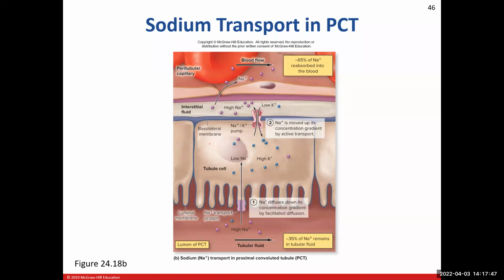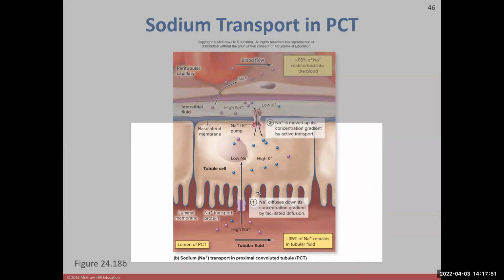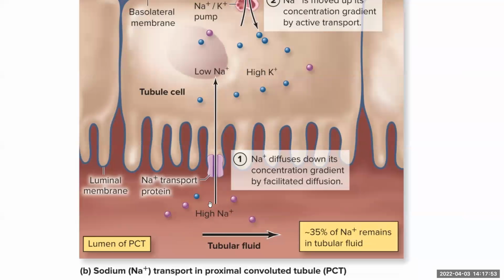So here's an awesome, cool picture. I'll zoom in here a little bit. And we'll start off here with the tubule fluid. And so here's our tubule fluid loaded with sodium. We just filtered it out of the blood. Sodium is a very small solute, so it can make it through our filtering membrane. So now we have lots of sodium here in the lumen of our proximal convoluted tubule.